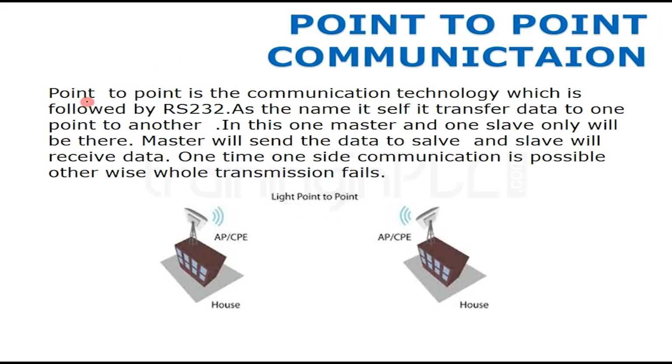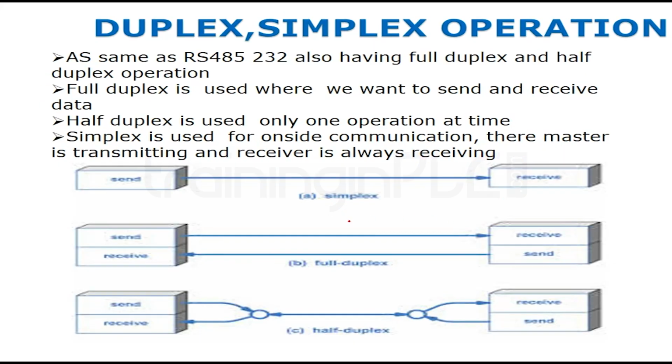RS-232 will follow point-to-point communication. So it can send the data. After sending the data, it will receive the information. Sending data and receiving data at the same time is not possible. It also follows master and slave operation. RS-232 will support all 3 transmission types. It will support the simplex transmission type, the full duplex transmission type and also the half duplex transmission type, depending on the speed of the transmitting data.